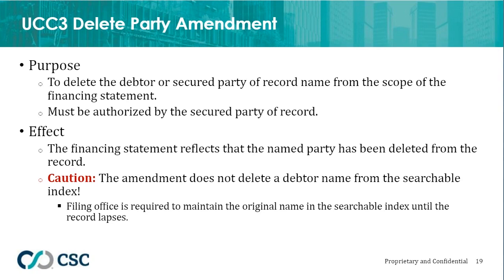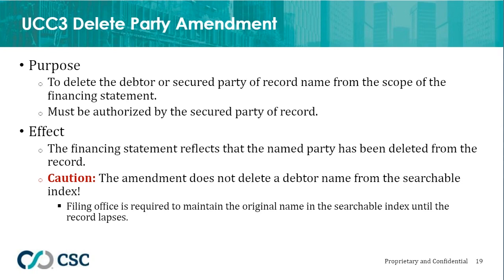But remember, an amendment to delete a debtor is not going to remove the debtor name from the searchable index, and this can cause heartburn for debtors and lenders and legal counsel, because it'll keep showing up for up to a year past the lapse date, after it lapses by time. So it's important to understand that just because it shows up doesn't mean it's still effective.